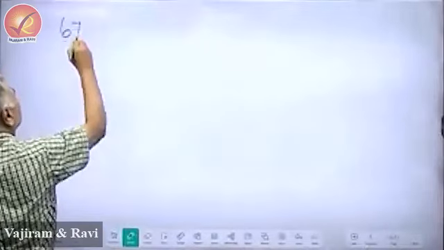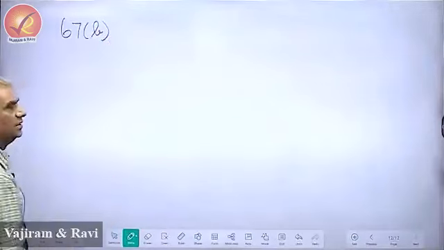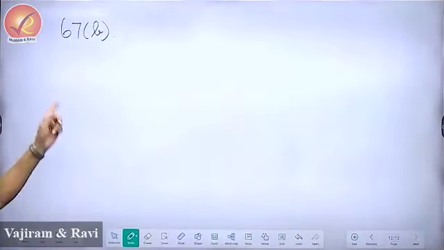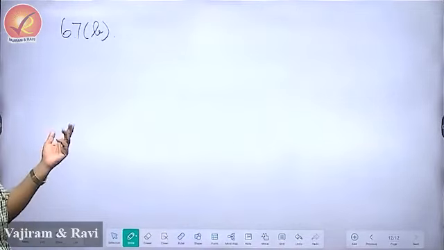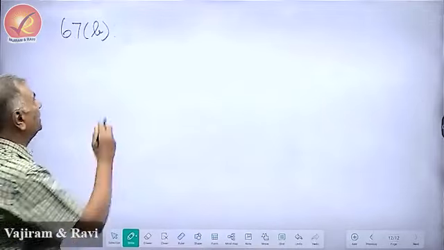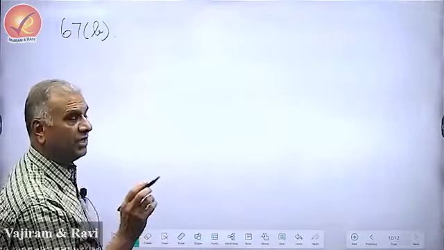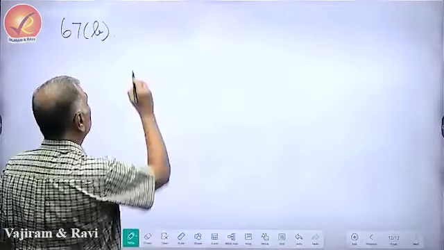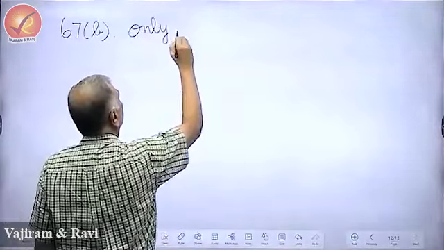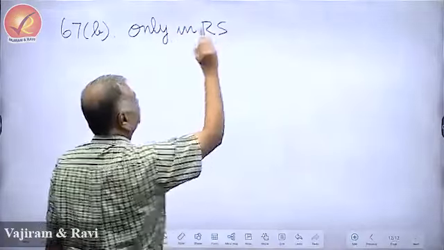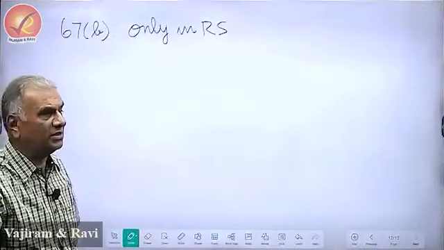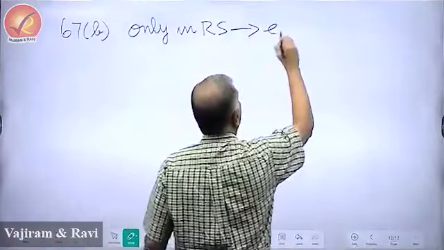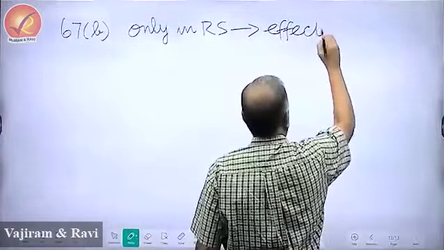under Article 67 Clause B, it talks about the removal of the Vice President. A resolution seeking the removal of the vice president can be introduced only in the Rajya Sabha, where it is to be passed with the effective majority.